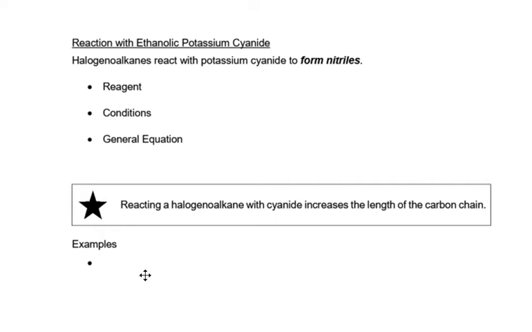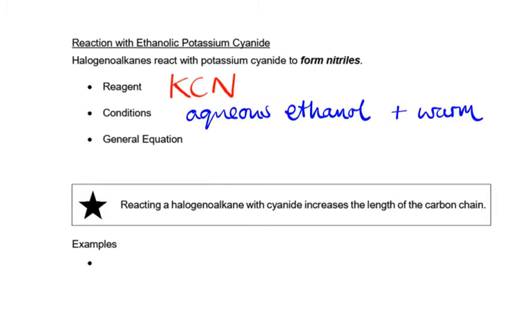Right, now we're going to have a look at the nucleophilic substitution reaction with cyanide as the nucleophile. The reagent that we'd put down would be potassium cyanide or maybe sodium cyanide. The conditions are a little bit unusual, so we'd say aqueous ethanol and warm as well.